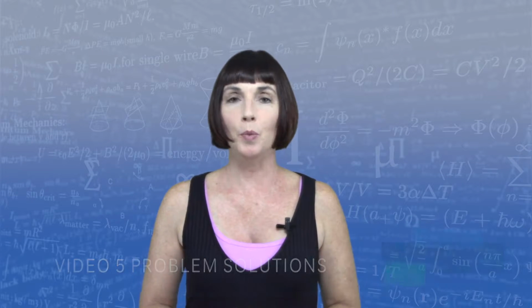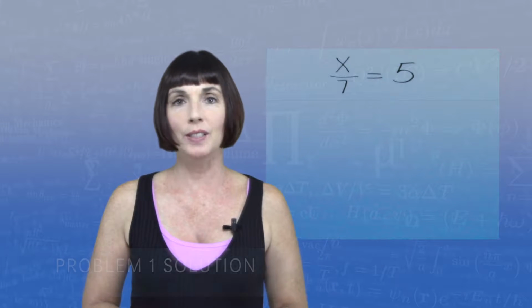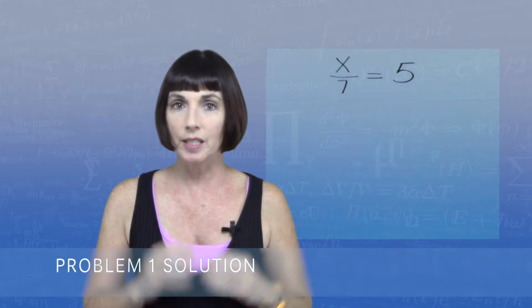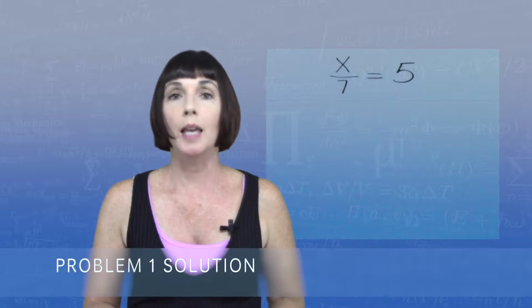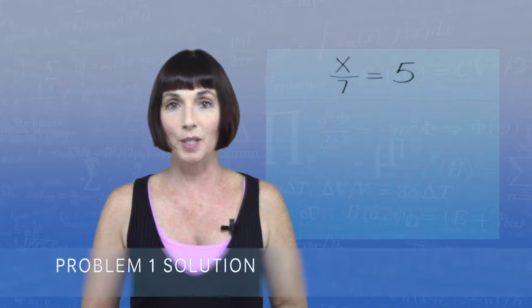All right, problem number 1 was x over 7 equals 5. So here are the steps. Identify the coefficient, determine its reciprocal, and multiply both sides of the equation by that reciprocal.